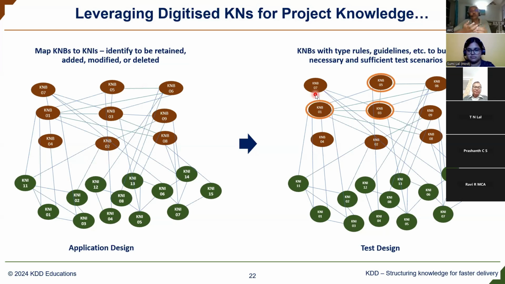Whereas when it comes to the guidelines or rules, those need to be tested. So you identify what are those business knowledge nuggets, which are of guidance and data type, which you can then create a test scenario and test for that. So at a high level, this is how it does.